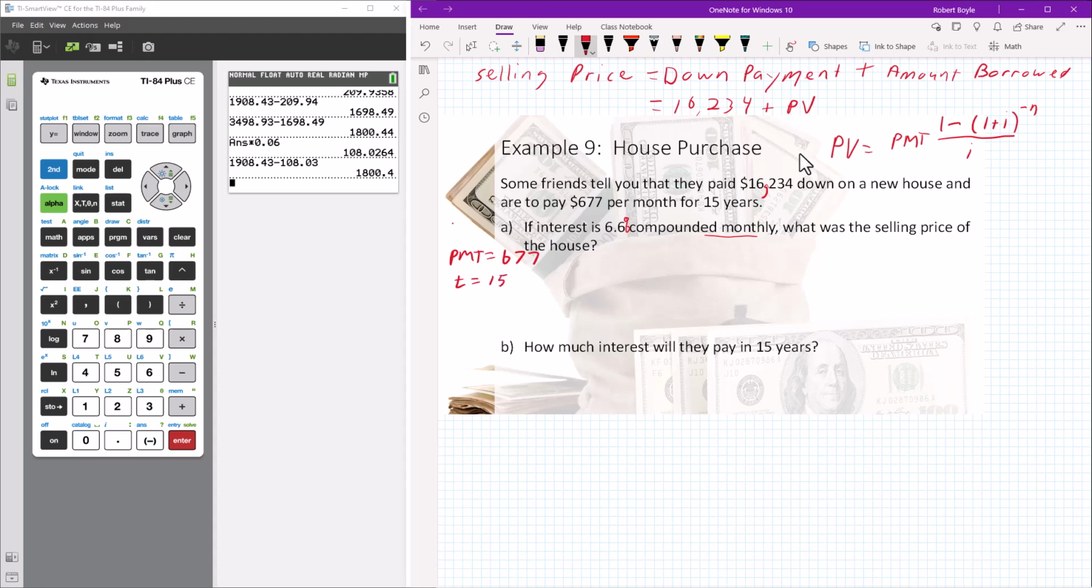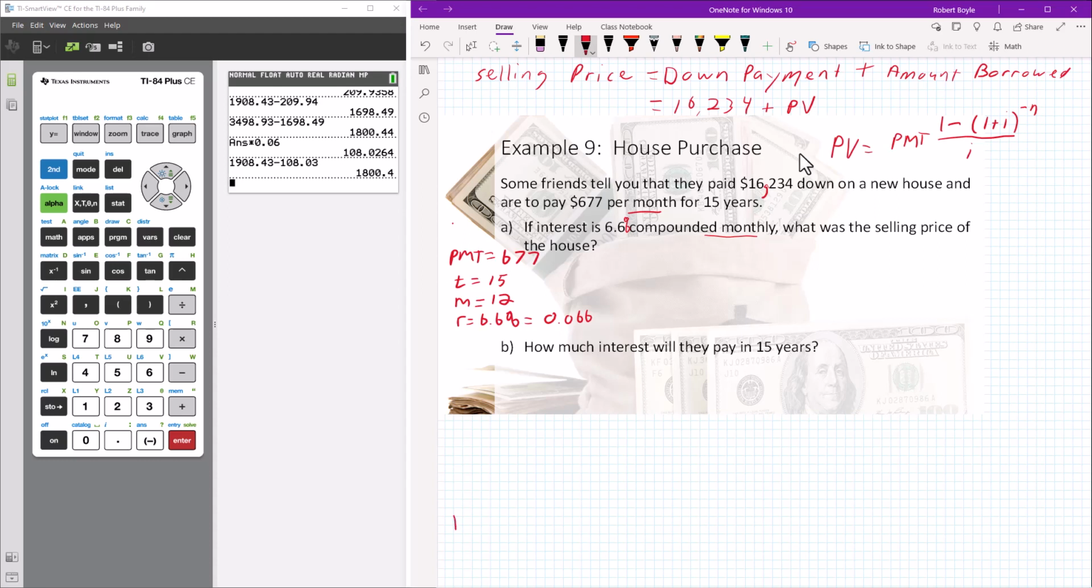We know that they are making monthly payments, so our compounding frequency is going to be 12 months per year. And we know that our annual interest rate is equal to 6.6%, which is the same in decimal as 0.066, 6.6% divided by 100. So we need to figure out what i and n are, and I'm going to do that down here.